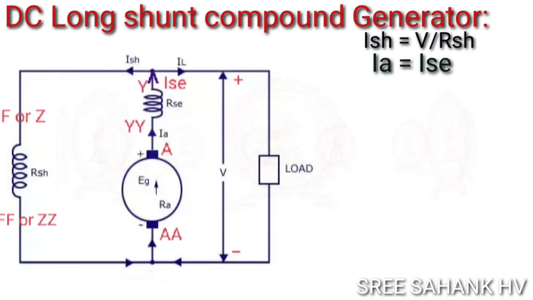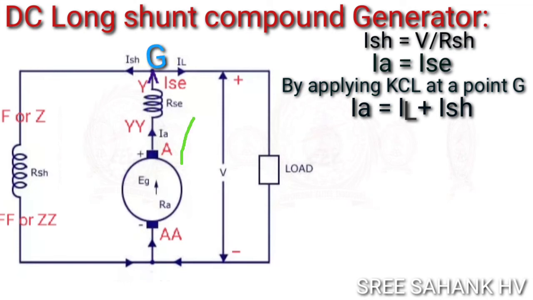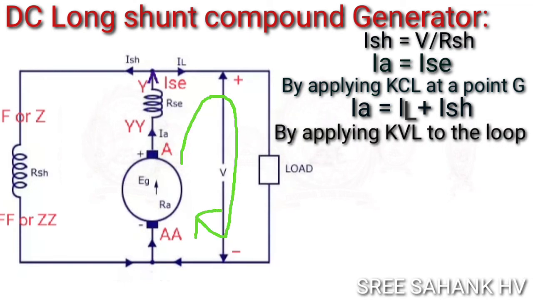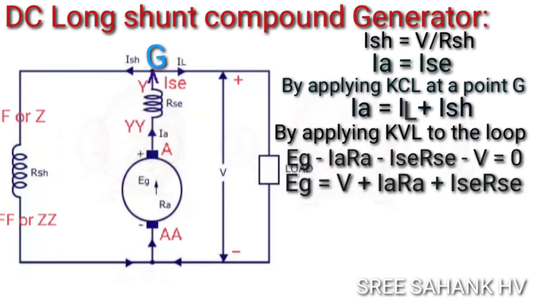IA is equal to ISC because current flows in the same direction. By applying KCL at point G, we get IA is equal to IL plus ISH. Here IA is the incoming current and both IL and ISH are outgoing currents. By applying KVL to this loop, we get EG minus IA RA minus ISC RSC minus V is equal to 0. So EG is equal to V plus IA RA plus ISC RSC.